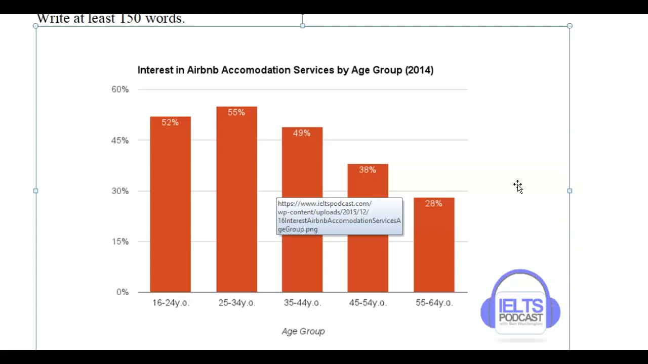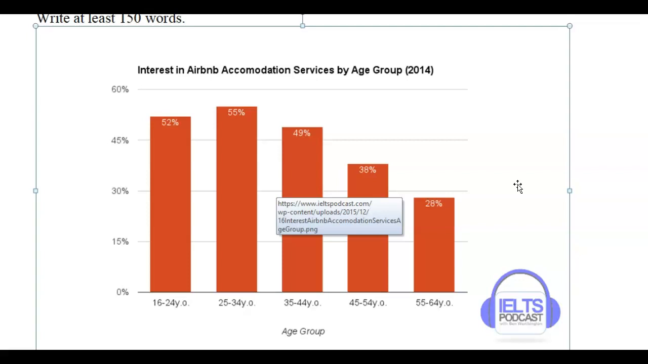Okay, so then, yeah, so clearly above 50% of people under 35 use Airbnb services. Okay, so you can just kind of solidify it really by having like a little conclusive statement there. And then you go on to the next three.